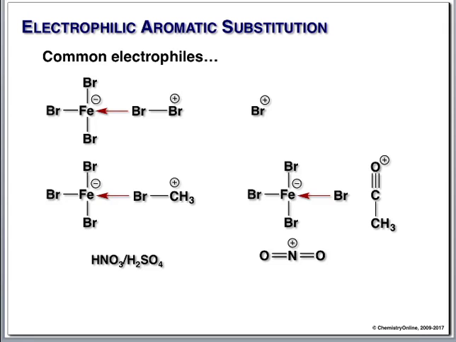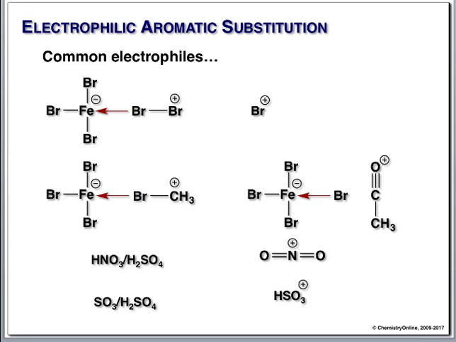Fuming sulfuric acid. If you take sulfuric acid and saturate it with SO3, you get really, really nasty sulfuric acid. This is really nasty stuff. Fuming sulfuric. We can protonate the SO3, make HSO3+. This is our electrophile. It adds through the sulfur.